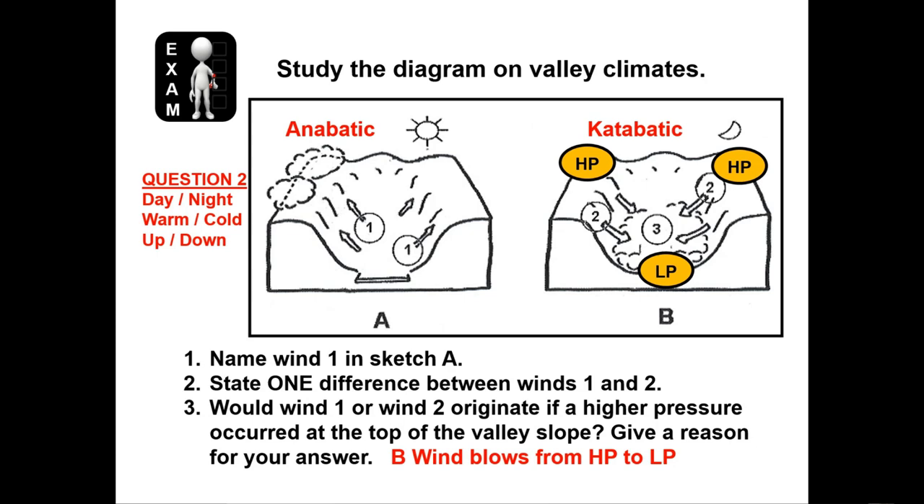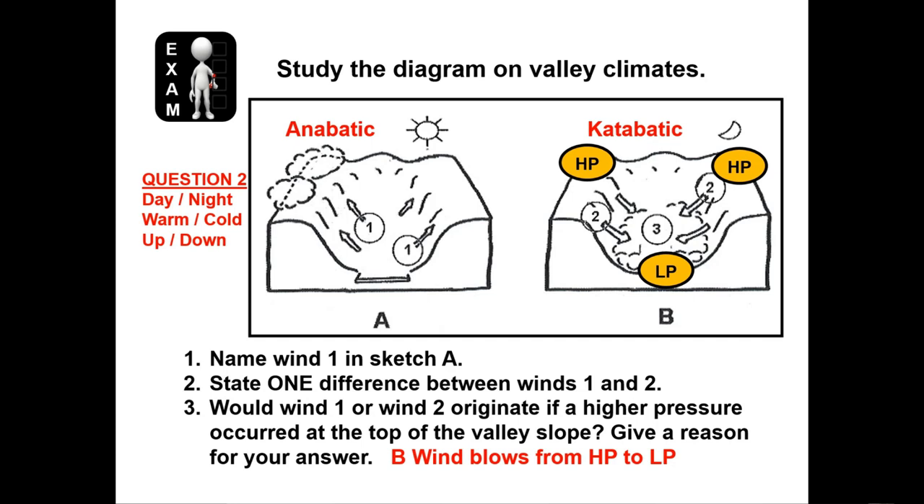Also very important is on A and B: identify the winds in A and B. Possible questions that we can ask you is, for instance, to state one difference between the winds. That is very, very important. I like asking that one: what is the difference between one and two? And there are three very basic questions, three basic answers. Right, so the answers to that one will be, there you go.